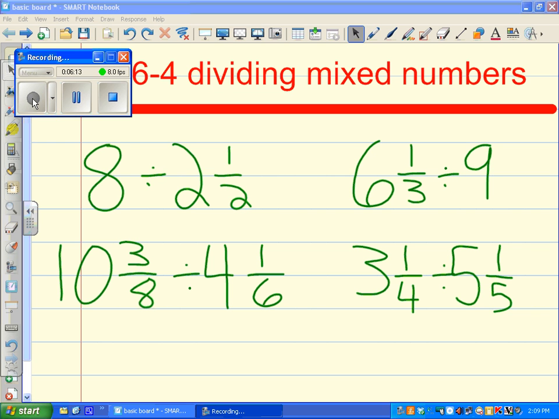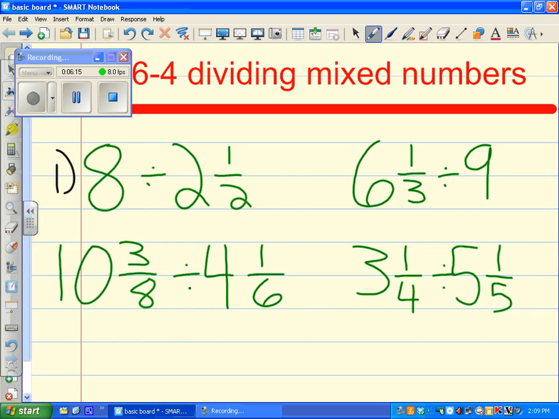All right, ladies and gentlemen, now here are your problems. 8 divided by 2 and 1/2. 6 and 1/3 divided by 9. 10 and 3/8 divided by 4 and 1/6. And 3 and 1/4 divided by 5 and 1/5. Get these done, hand them in, and good luck.